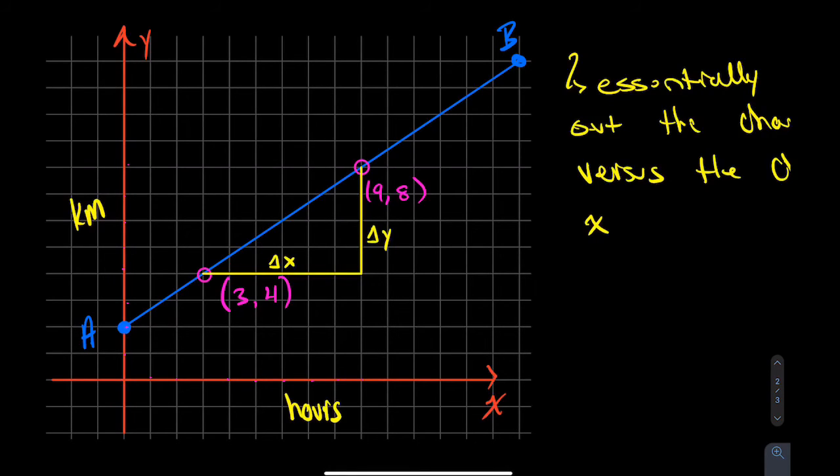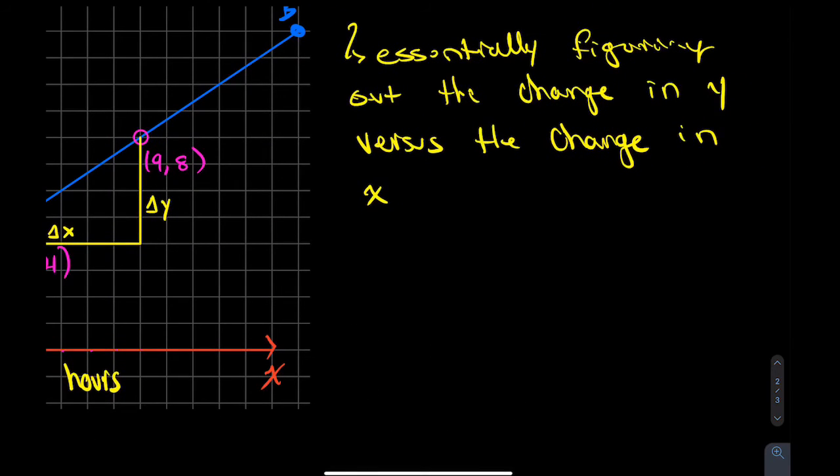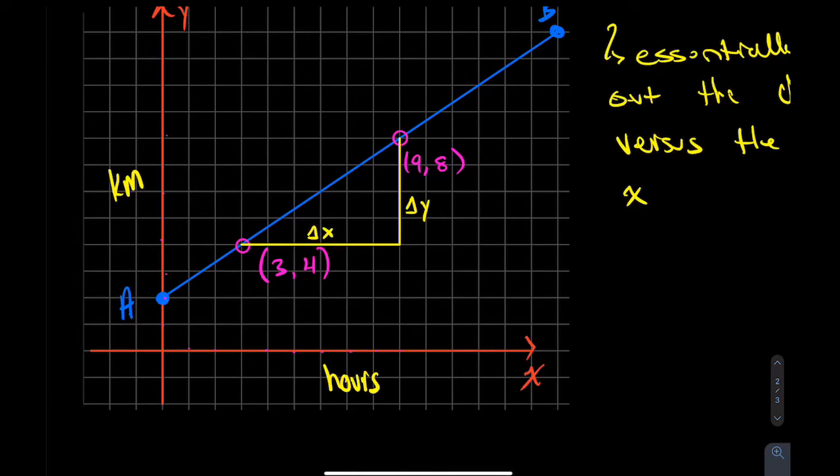When we find a rate, we're figuring out the change in y over the change in x, the change in kilometers over the change in hours. So delta y, in other words, is the change between this y value and this y value, over delta x. And how can we make that change in y more exact? What's the value of y here? Well, we said it was 8.